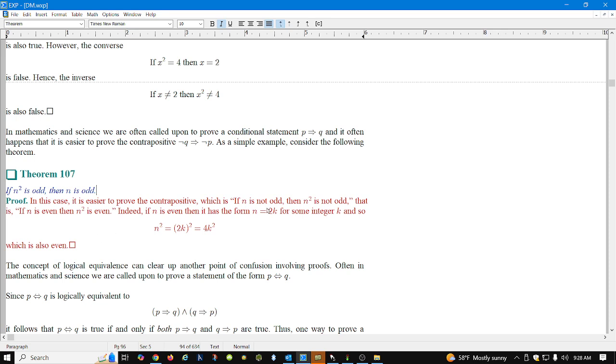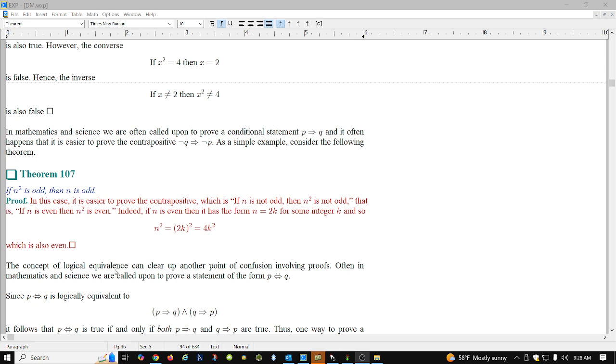If n is not odd, then n squared is not odd. Or in other words, if n is even, then n squared is even. Well, there's nothing to that. If n is even, it has the form n equals 2k for some integer k, and so n squared is 4k squared, which is also even. Very simple proof for the contrapositive. So I would suggest spending a little time trying to prove this conditional directly and see how that goes.